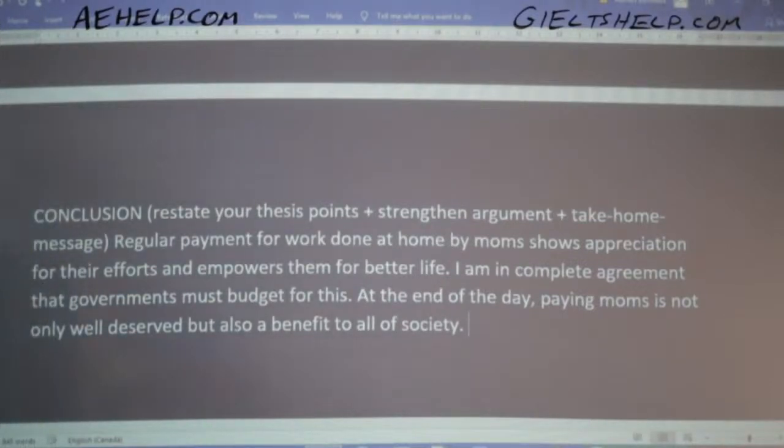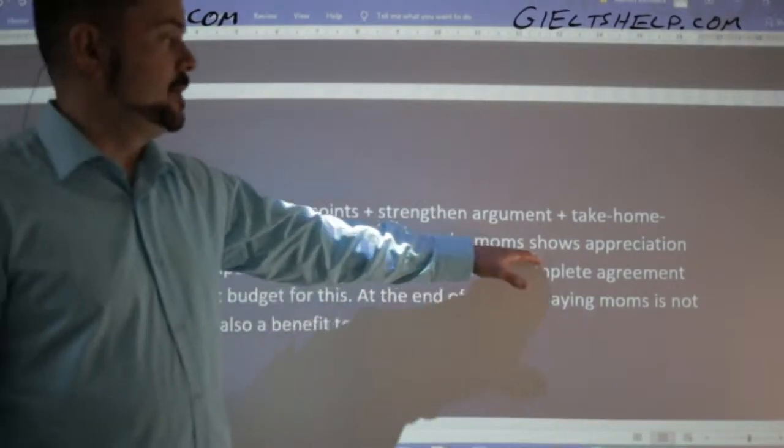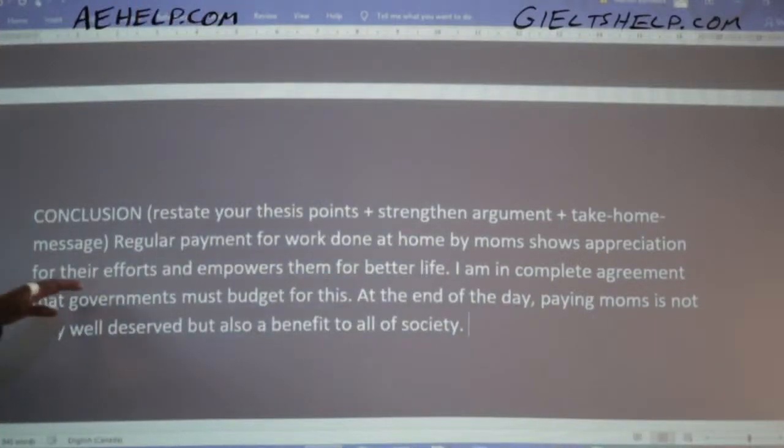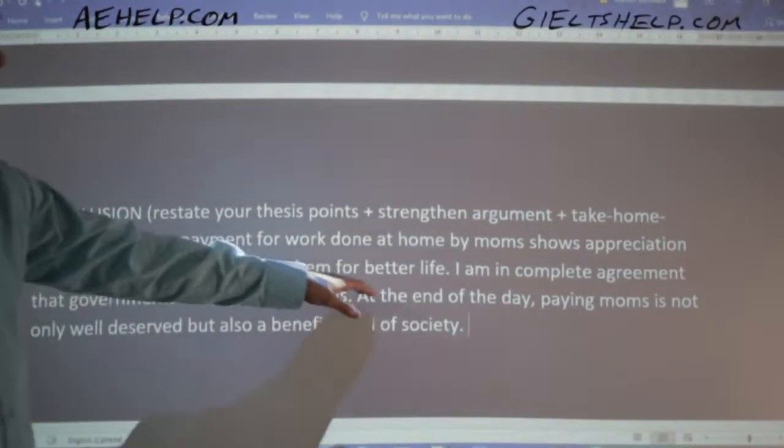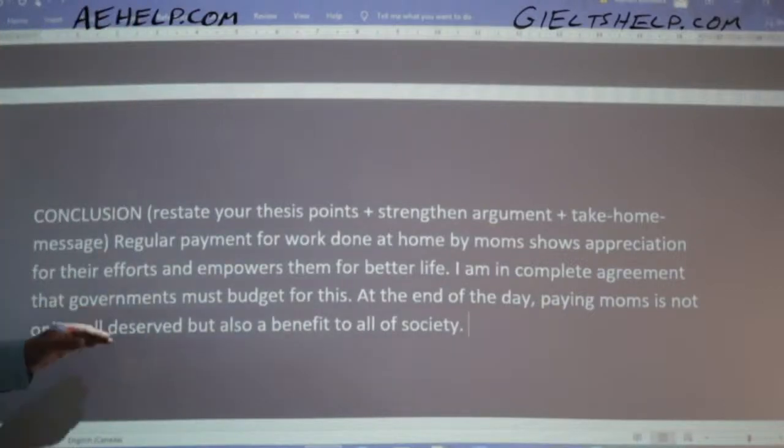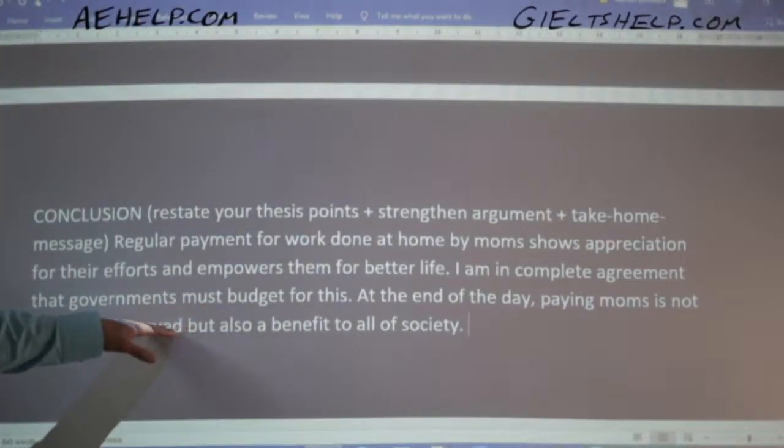All right. So there we have our essay. Again, I'm going to review my paragraph. Regular payment for work done at home by moms shows appreciation for their efforts and empowers them for better life. I'm in complete agreement that governments must.